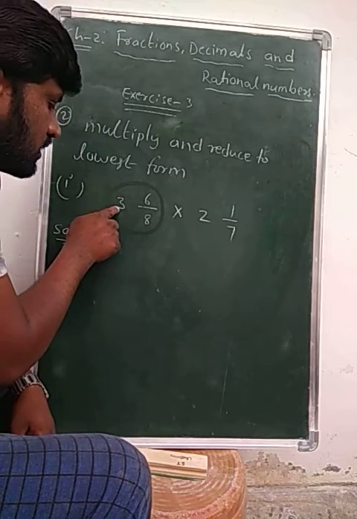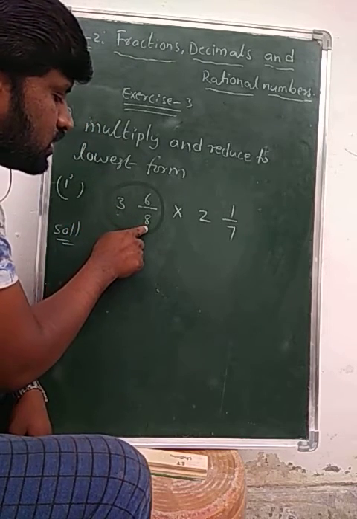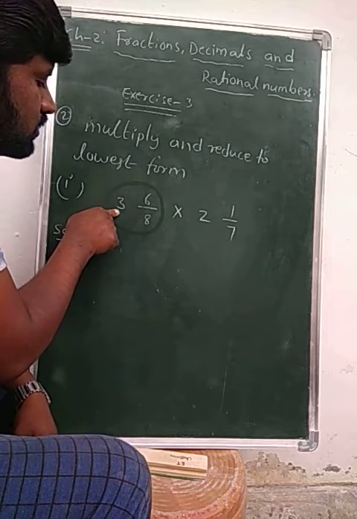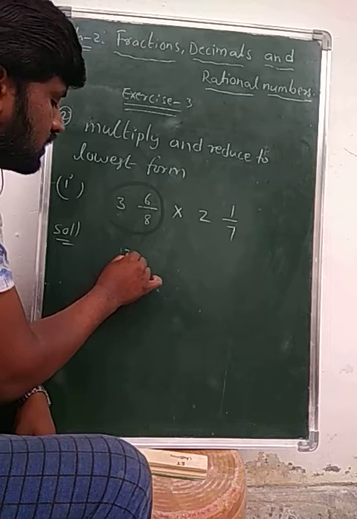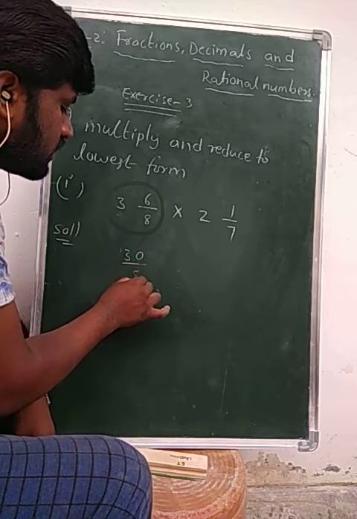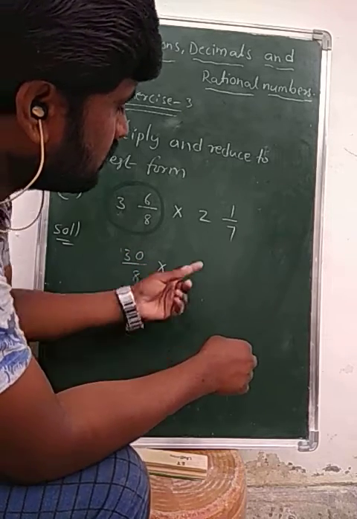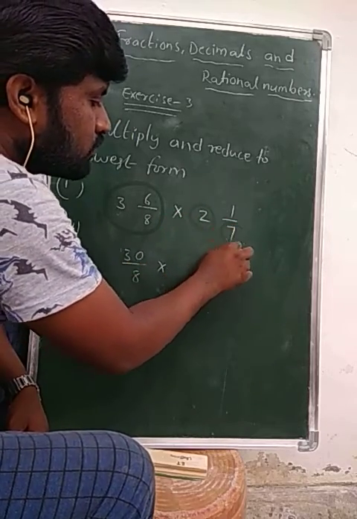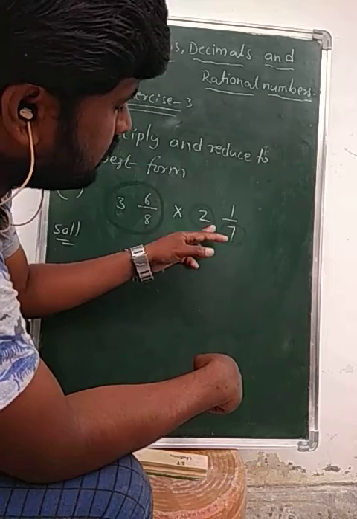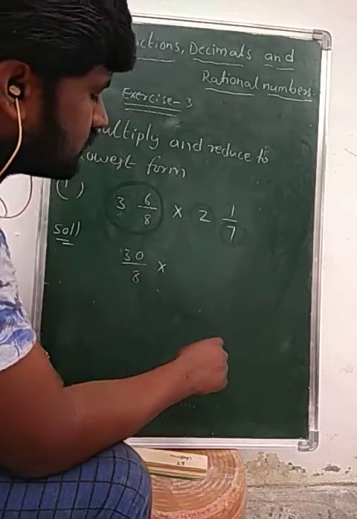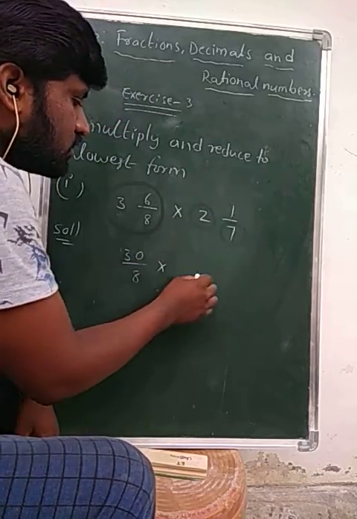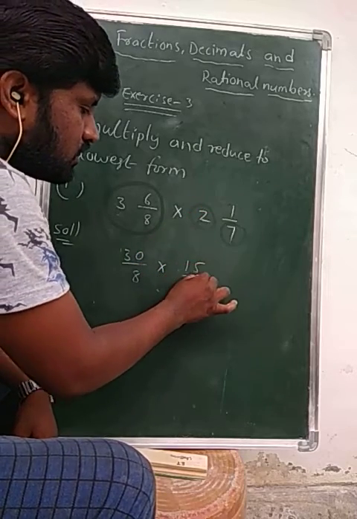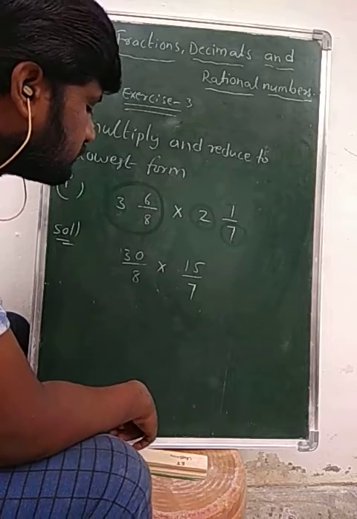We need to multiply the whole number with the denominator of the proper fraction. 8 3s are 24. 24 plus 6, that is 30. 30 by 8 into, here also we need to multiply the whole number with the denominator of the proper fraction. That is 7 2s are 14. 14 plus 1, we need to add the numerator also. 7 2s are 14. 14 plus 1, that is 15 by 7.